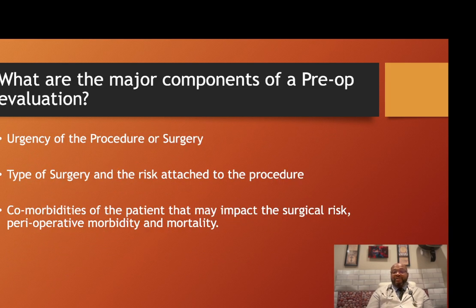So what are the major components of a pre-op evaluation? So the major components will be: one, what's the urgency of the procedure, the surgery? Is it an emergency procedure? Is it something that has to be done immediately? Is it semi-urgent? Is it an elective procedure? Then the second thing will be the type of surgery and the risk attached to it. Of course, there are low-risk surgeries and there are high-risk surgeries. So you want to know the type of surgery. And then you want to focus your attention also on the patient and look into their comorbidities that may impact their surgical risk and their perioperative morbidity and mortality.